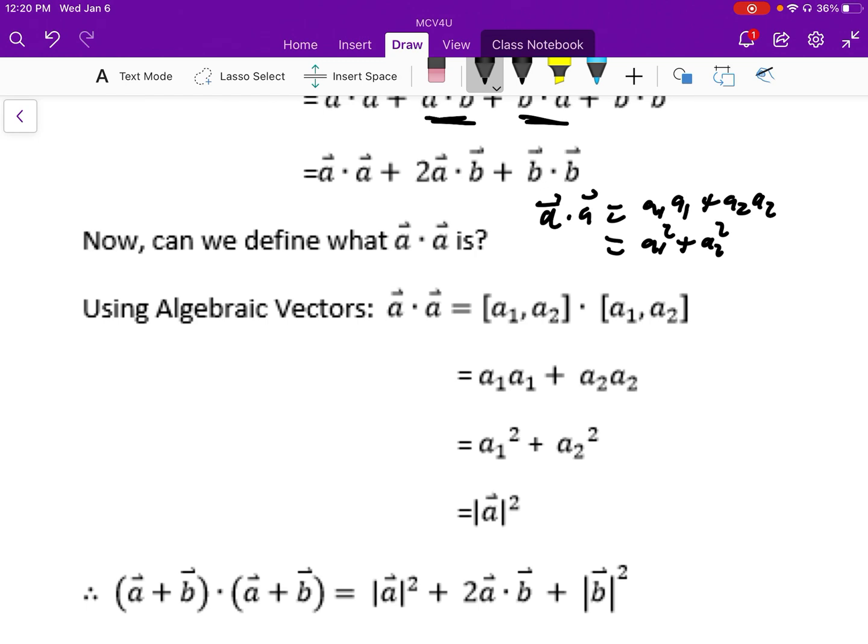This line is basically just taking this last line and changing the A dot A and B dot B into the magnitudes. So it's another way of thinking about maybe solving a question like this.